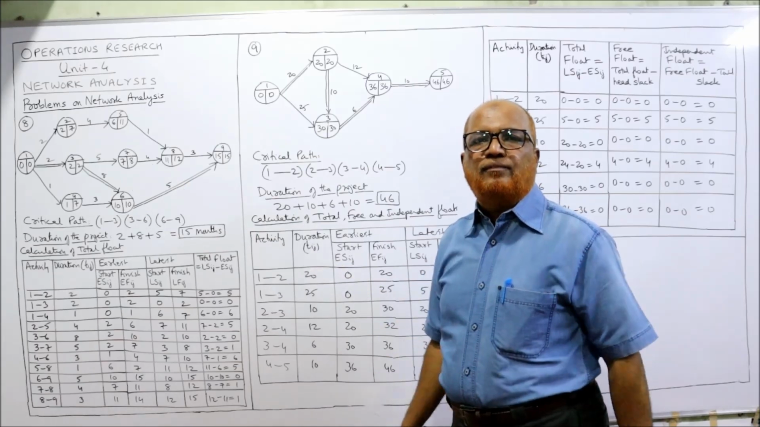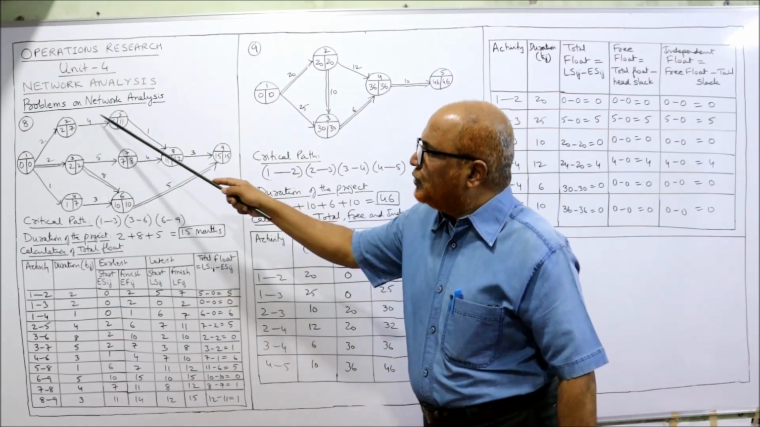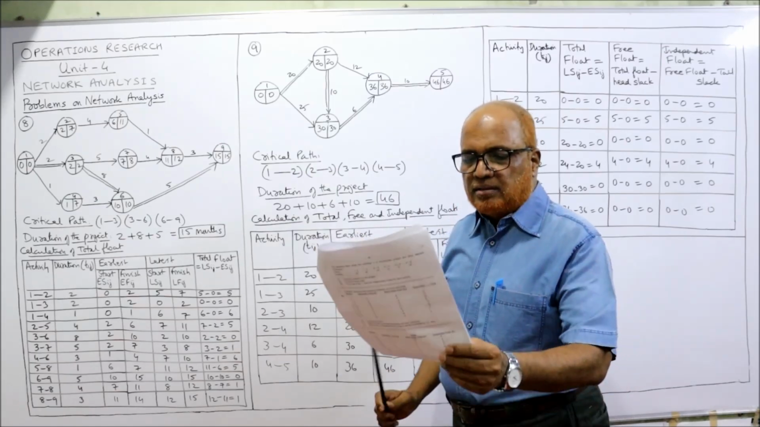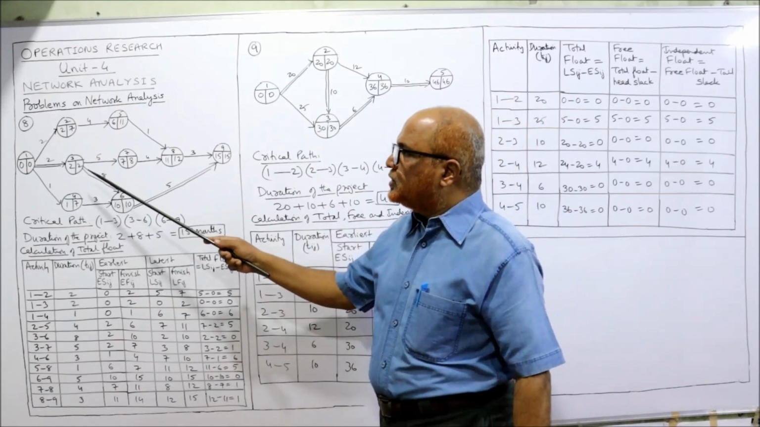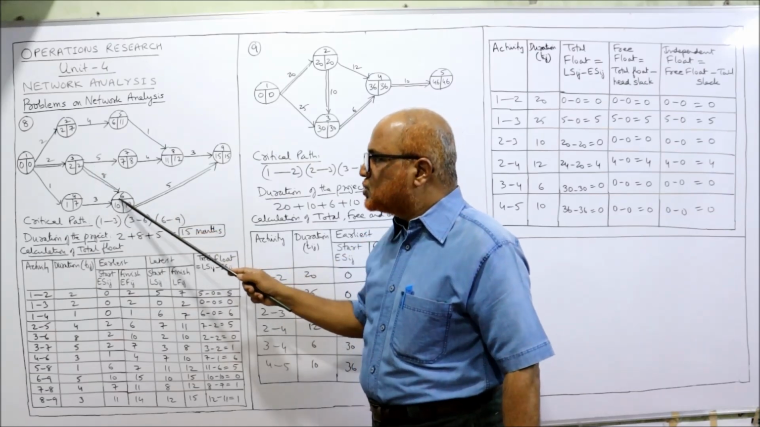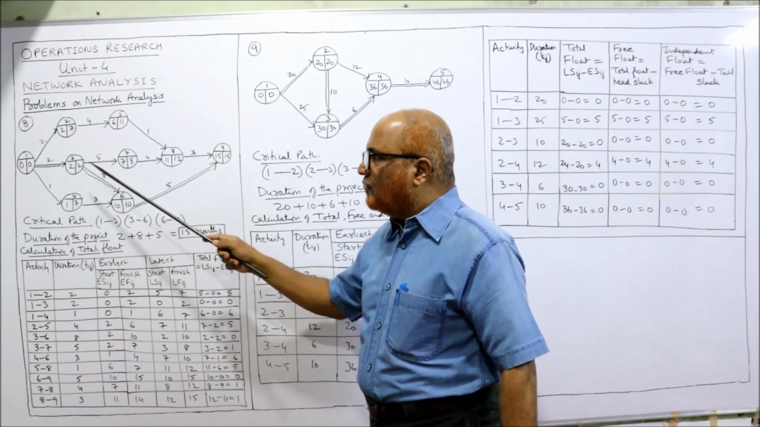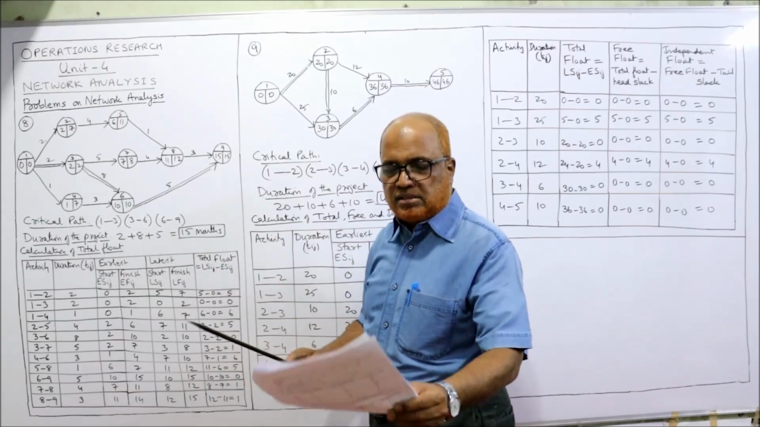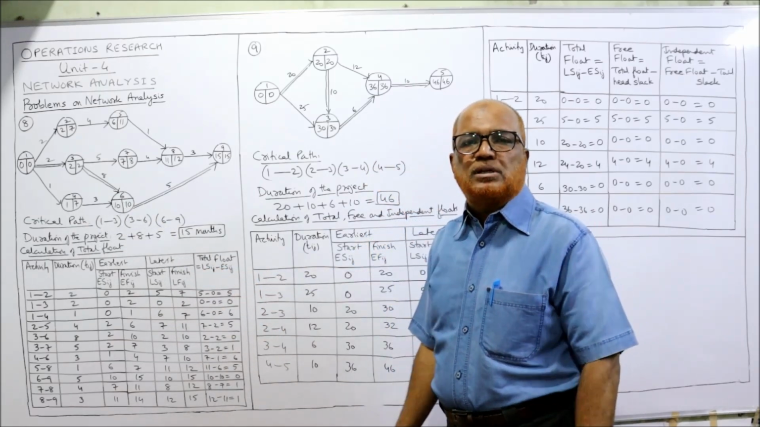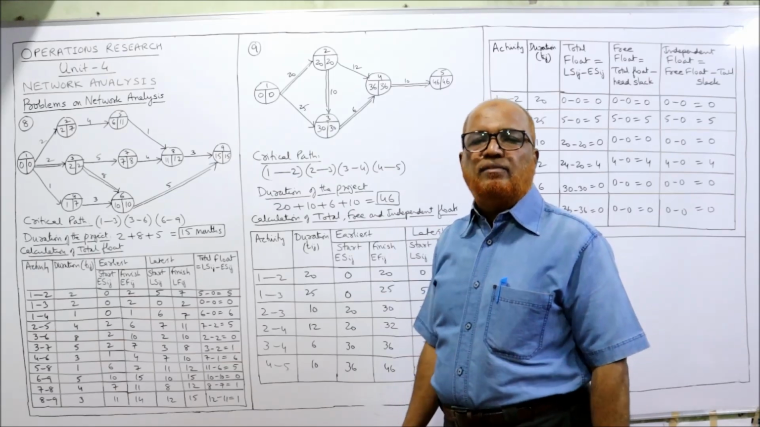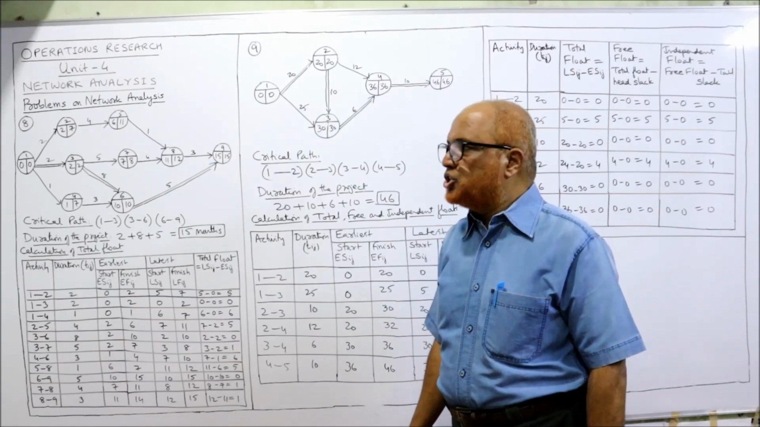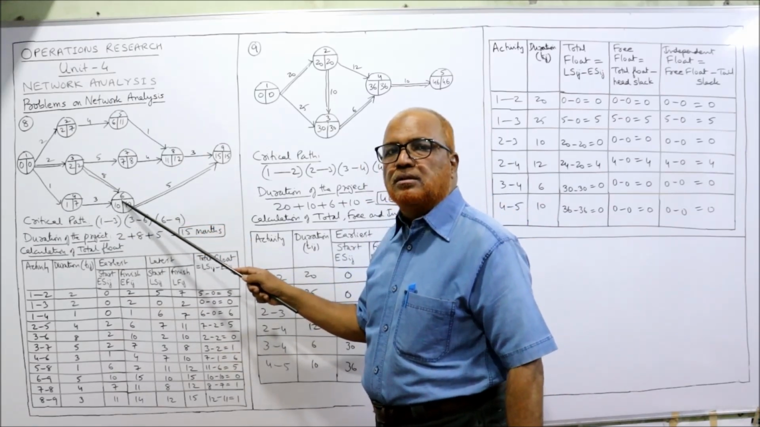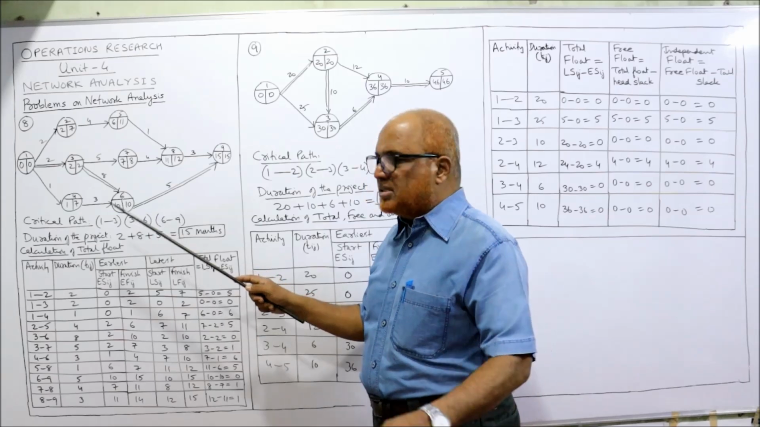Then 2 to 5, so I have taken 2 to 5. Then 3 to 6 and 3 to 7, so three activities are bursting. Why have I taken this down? Because one activity is there, 4 to 6. That means in the 6th event, two activities are merging: one is 3 to 6, and there is 4 to 6. So it is a merging event, 6 over.